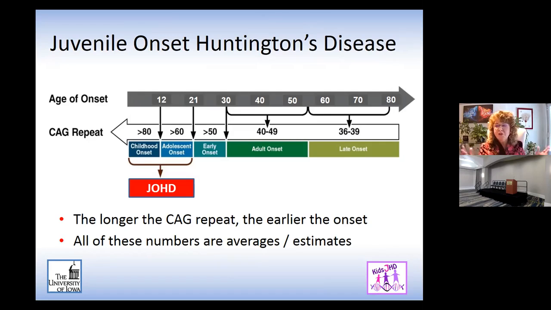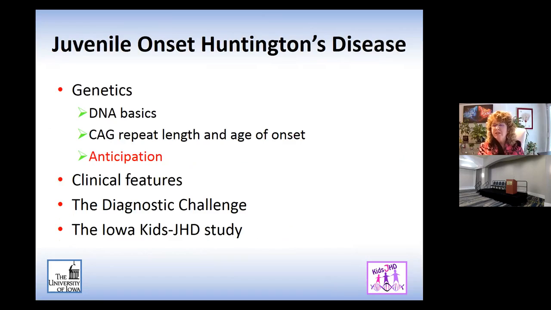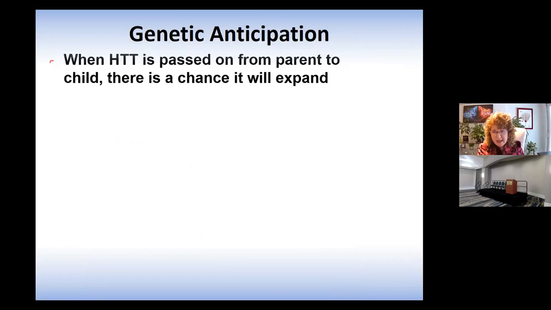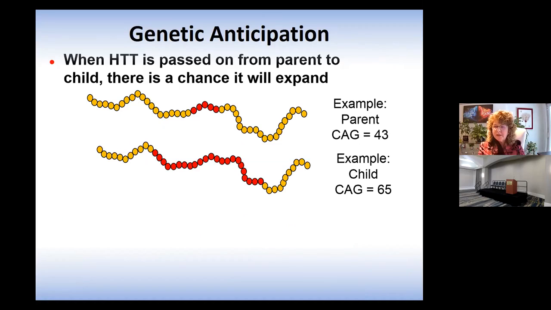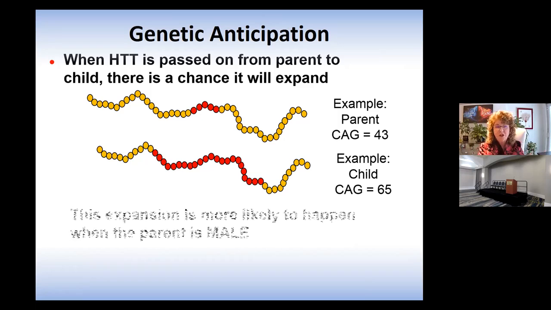Please remember, all these are estimates, because some people may manifest early even though their repeats are not as long, but these are averages. So what does anticipation mean? Genetic anticipation means that when the gene is passed from a parent to a child, there is a chance that it will get longer. An example is if a parent has a repeat of 43, they can pass that gene on, and that child will now have a CAG repeat of 65. That's an expansion across the generations when you transfer from parent to child.